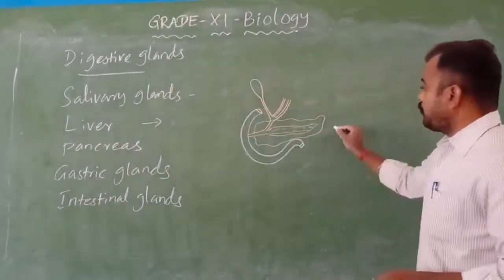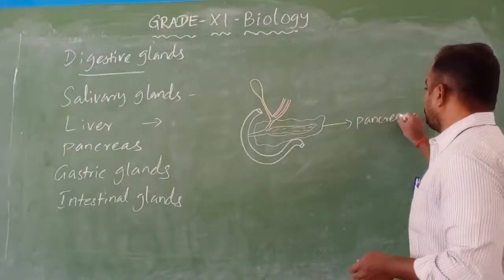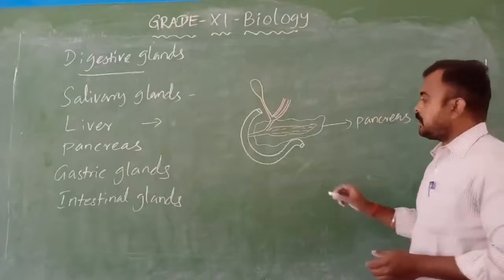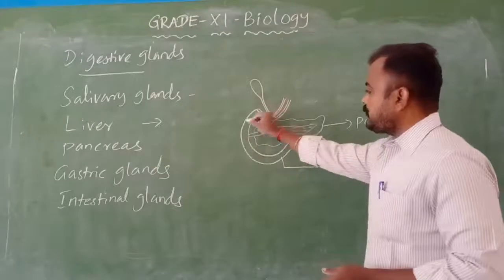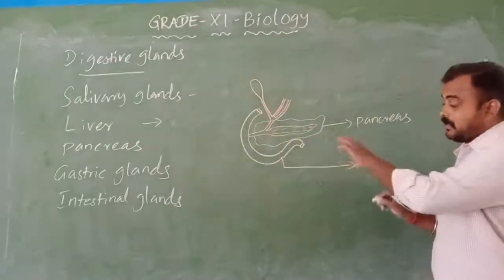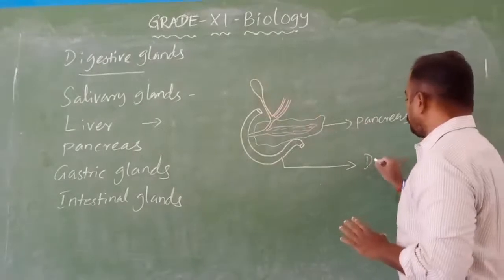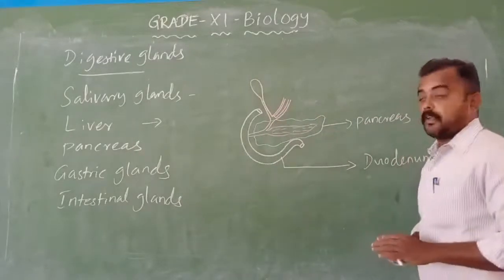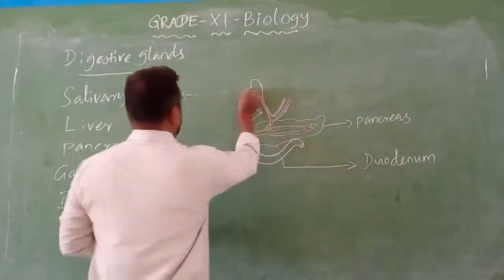Here the pancreas is present. Next one, what is this? The first part of the small intestine, a C-shaped organ. This is the duodenum. Then we have the pancreas, and here the gallbladder.